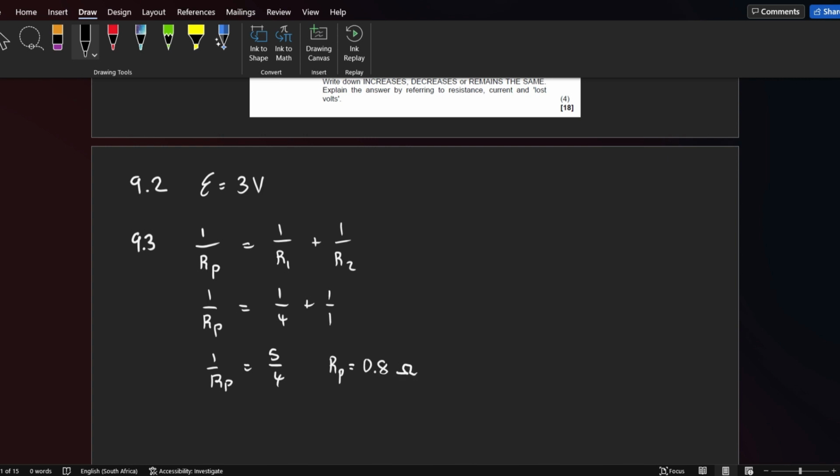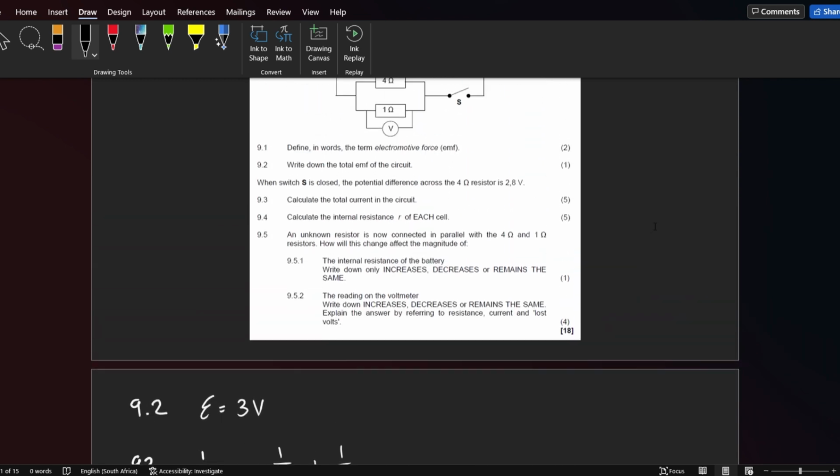Now we simply substitute this into our equation. V equals IR. We have the voltage 2.8 volts, and we're solving for our total current, and our resistance we said was 0.8 ohms, and we would get the total current to be 3.5 amps. So that will be your total current in this circuit.